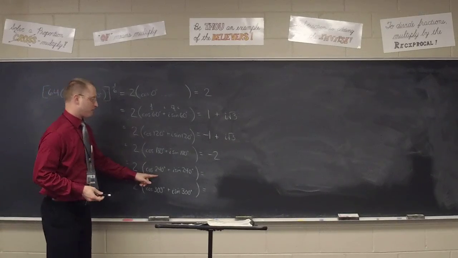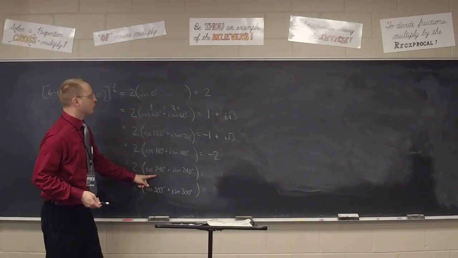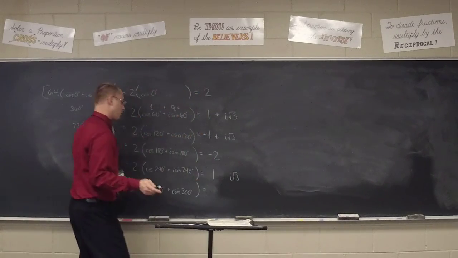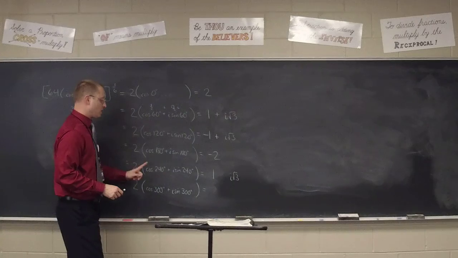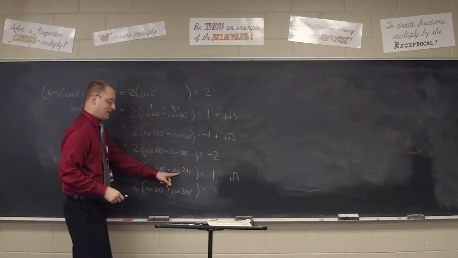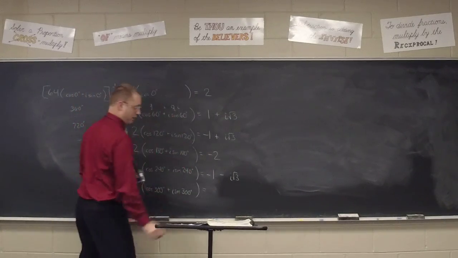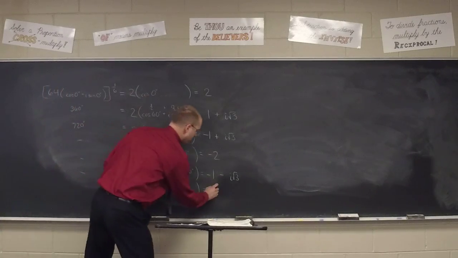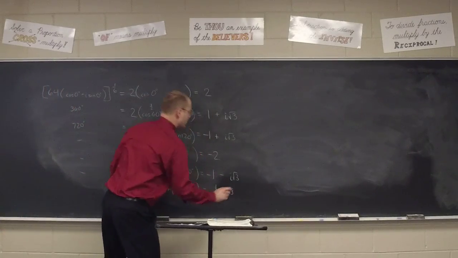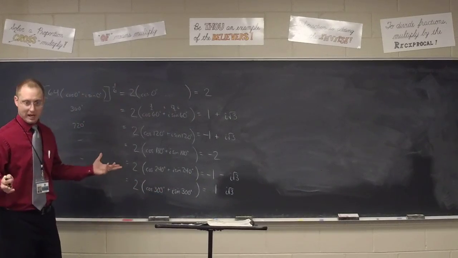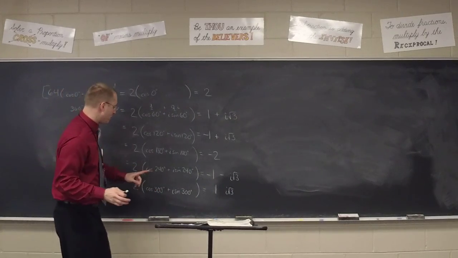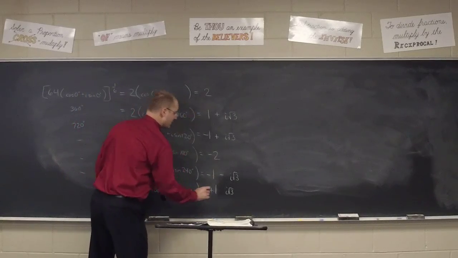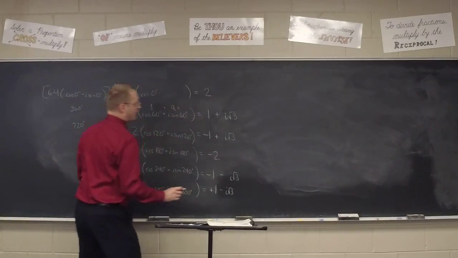Here, 240 has a reference angle of 60, so once again, it's going to be a 1, and it's going to be an I square root of 3. But because we're in quadrant 3, cosine is negative, and sine is negative for both of them. And then 300 also has a reference angle of 60. So again, it's going to be a 1 and an I square root of 3. Does it always work that way for all of these? No, but this one happens to. And so we know in quadrant 4, cosine is going to be positive and sine is going to be negative. And there are the 6 sixth roots.